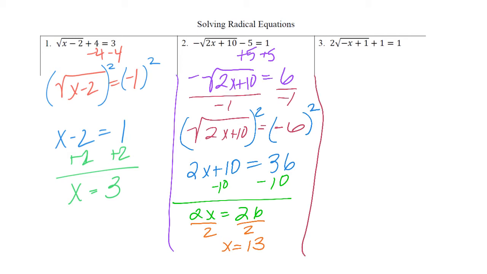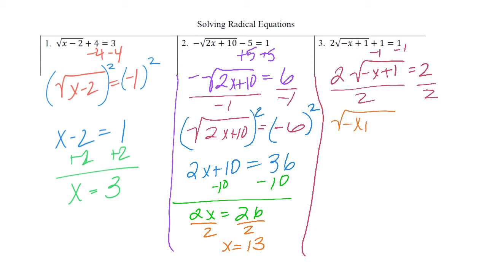So we have a 2 and we have a 1 that we have to get rid of outside the radical before we can actually square both sides. So we want to subtract the 1 first. So we have 2 root negative x plus 1 equals 2. And then we need to divide by 2 on both sides. So then we have root negative x plus 1 equals 1.